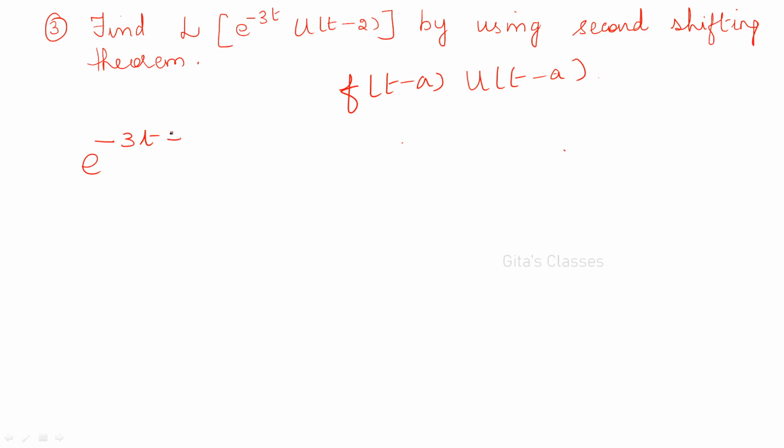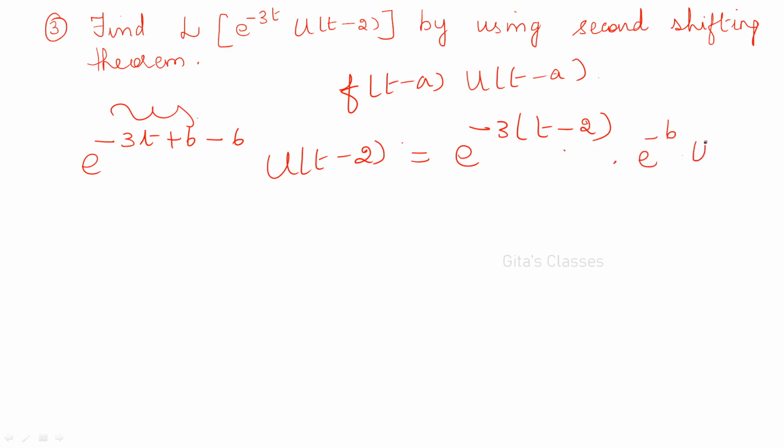Minus 3t plus 6 minus 6. This is equal to, into u of t minus 2, you can write, of course, e power minus, from these two terms I am taking minus 3 outside so that it will become t minus 2. Are you getting minus 3t? Minus 3 into minus 2, it will be plus 6. Okay. And into e power minus 6 into u of t minus 2.